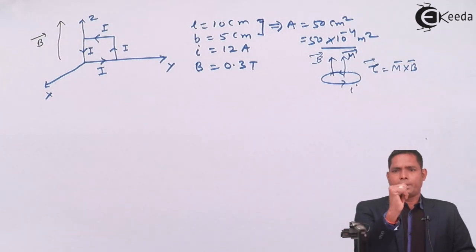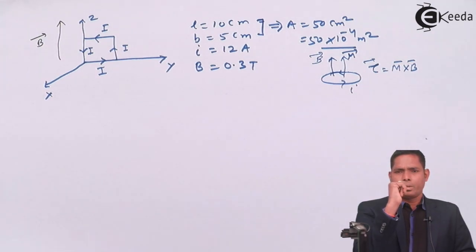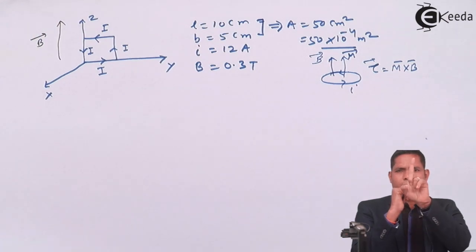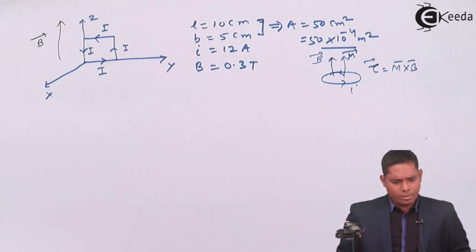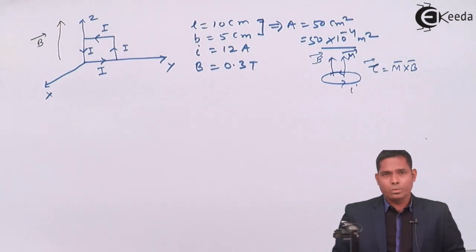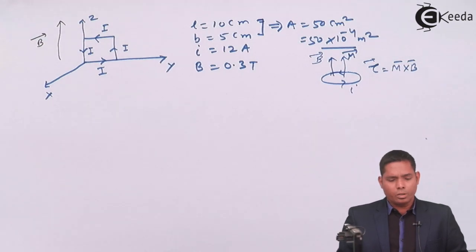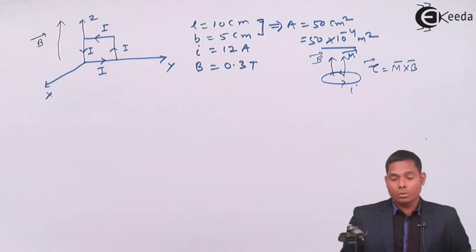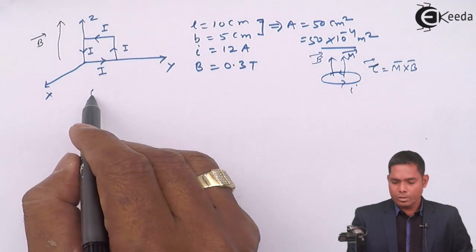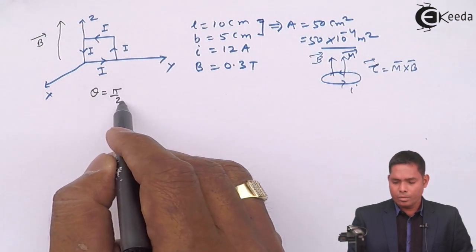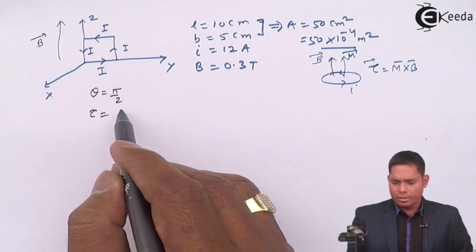If this is the YZ plane, then this is the direction of M. But then B is like this, so the torque is MB. Torque is MB, but torque is not 0. So for that we should have torque 0. So here the theta between torque and this is 90, so theta is 90 and torque is MB.